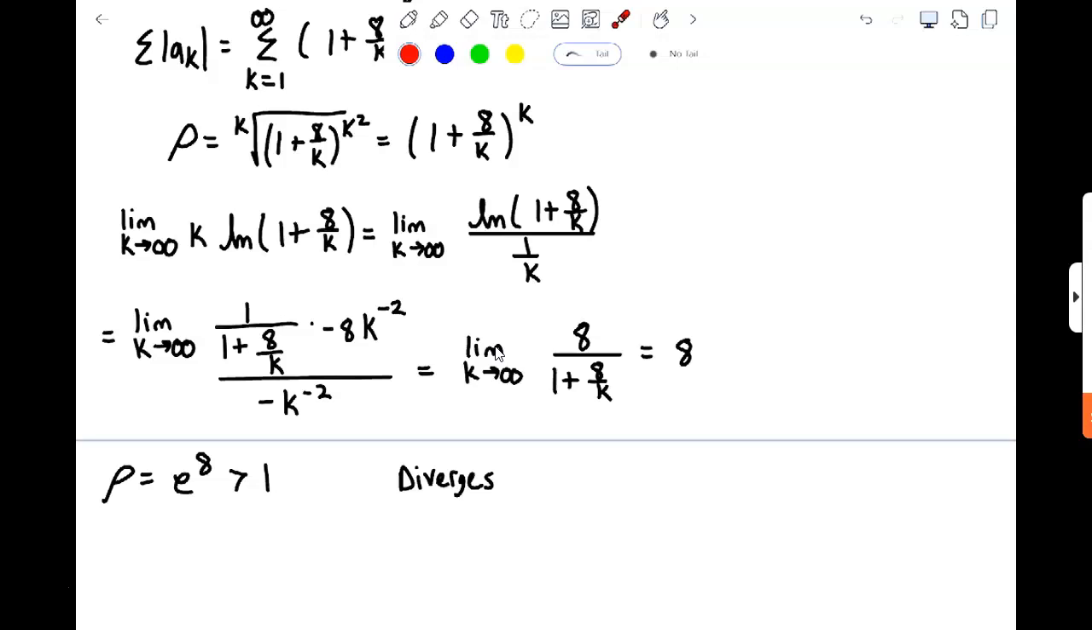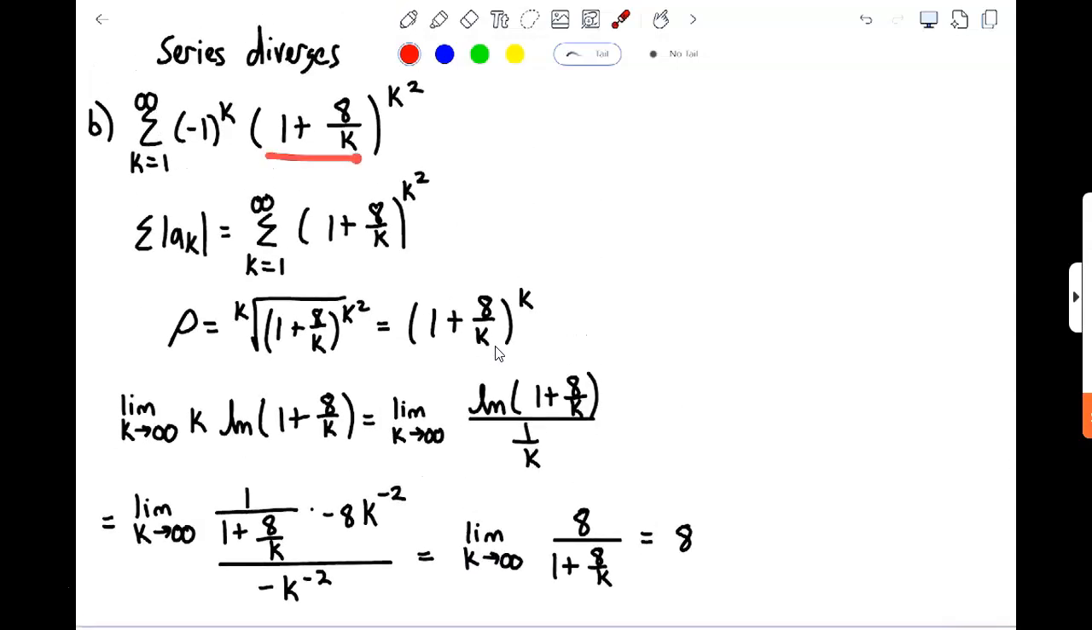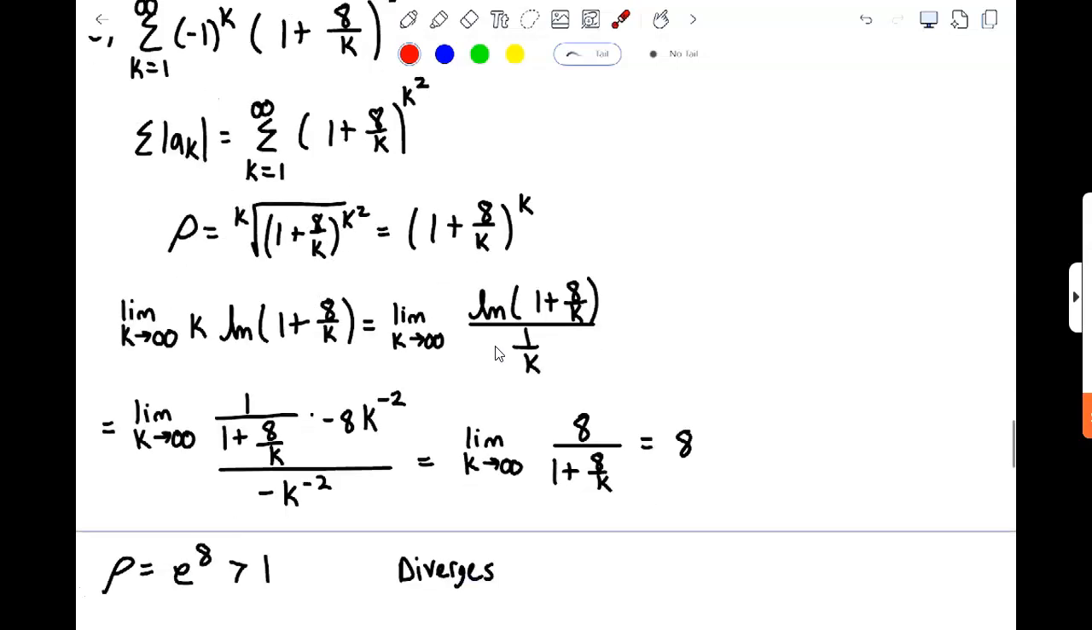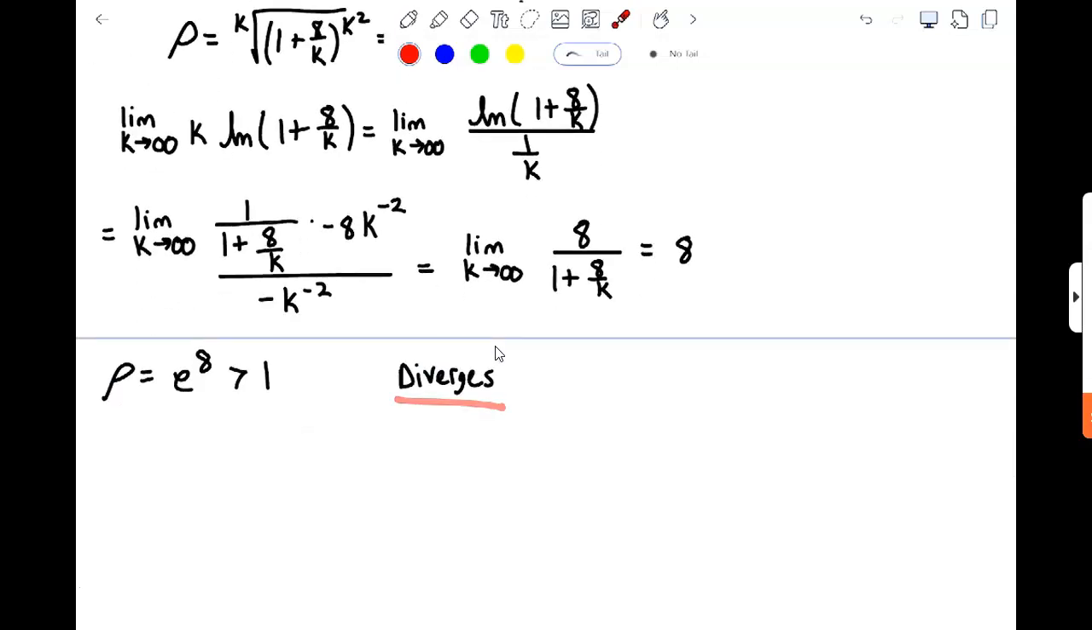And so everything would have carried through. You'd actually have gotten a minus 8, and that would have been e to the minus 8, which is less than 1. And so if this had been 1 minus 8 over k to the k squared, then this actually would have passed the root test, and we actually would have absolute convergence. Okay. But it doesn't, because it's equal to e to the 8.